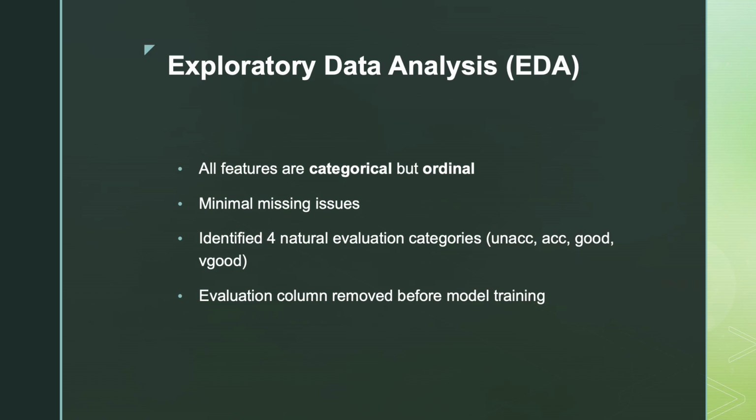In EDA, I verified that the features were ordinal and consistent. There were no major missing values. The evaluation label distributions supported selecting 4 clusters corresponding to the categories unacc, acc, good and vgood.